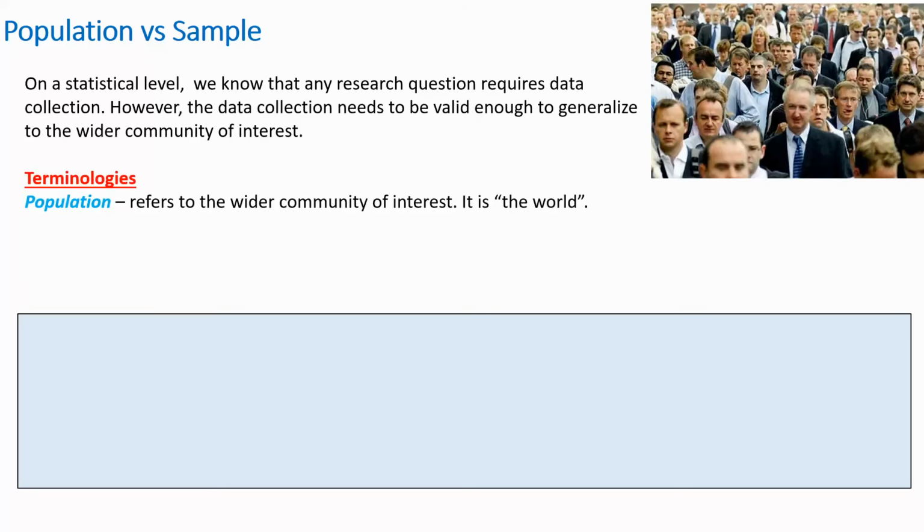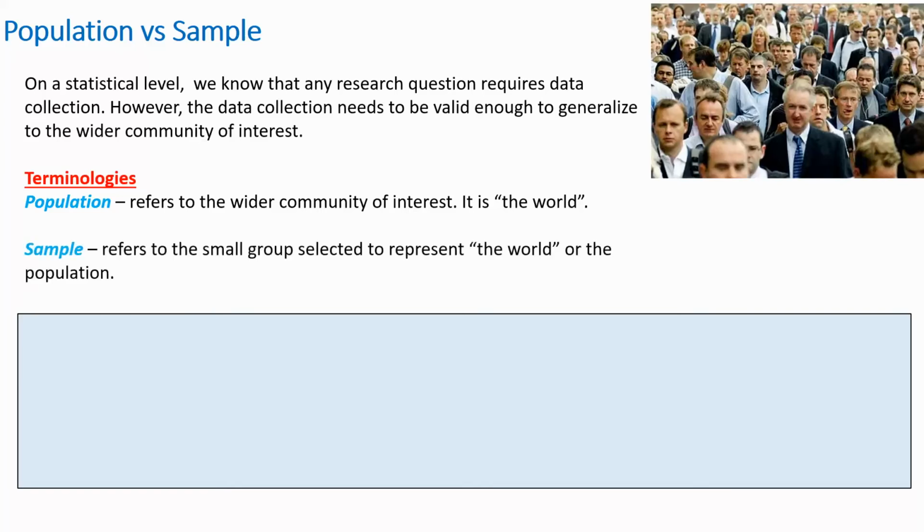Terminologies. Population refers to the wider community of interest, depending on whatever you want. It could be the world, it could be our classroom, it could be just Victoria, it could be just Australia. So population is your wider community of interest. Sample refers to the small group selected from that wider community. Depending on what that wider community is, choosing a small group is called the sample.